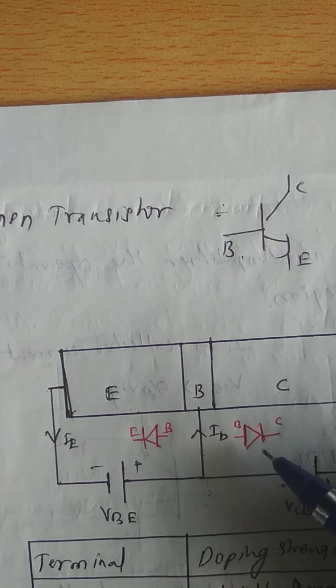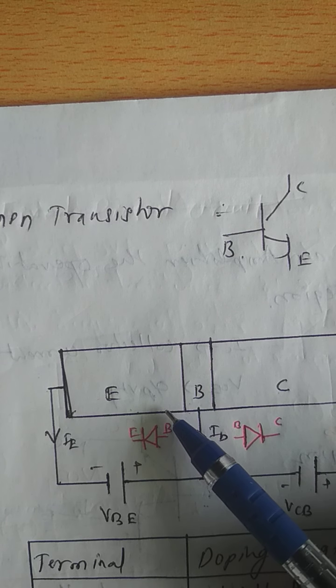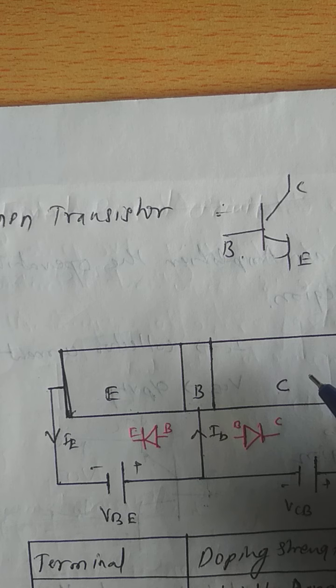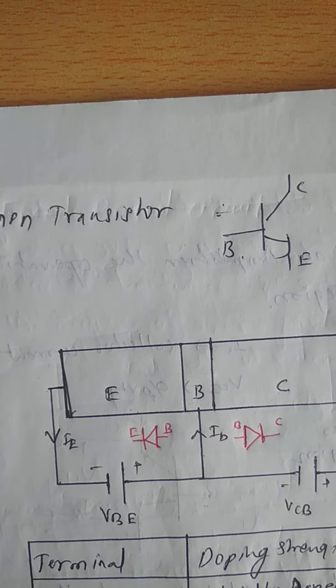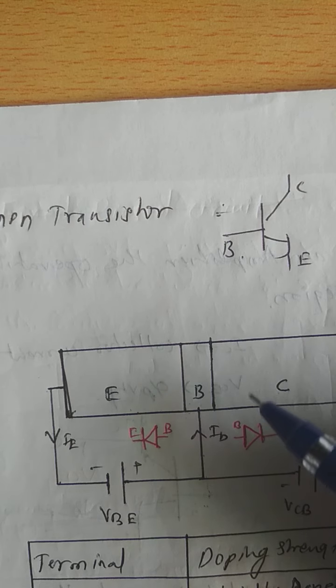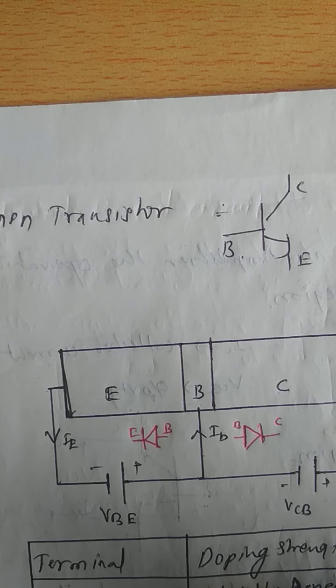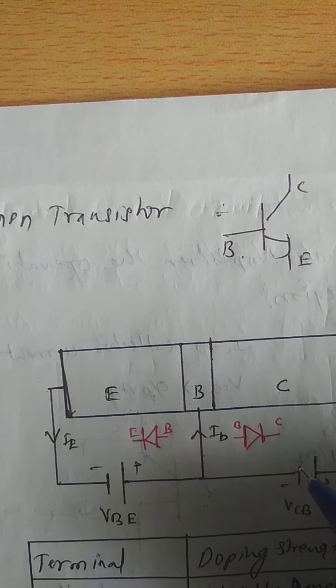When a BJT is to be used for the purpose of amplification, the necessary conditions are that the base to emitter junction should remain forward biased and the base to collector junction should remain reverse biased. When we operate the device in such a configuration, we say the device is operating in the active region. Basically, a device can be operated in three regions: saturation region, cutoff region, and active region. As far as the amplifier application is concerned, the device has to be operated in the active region.